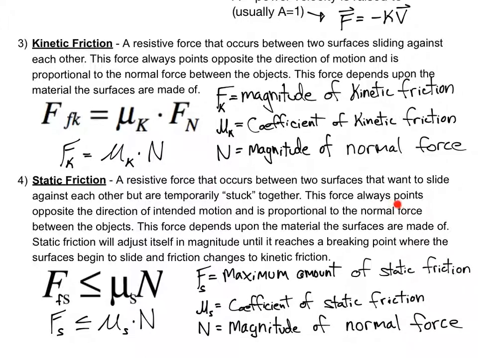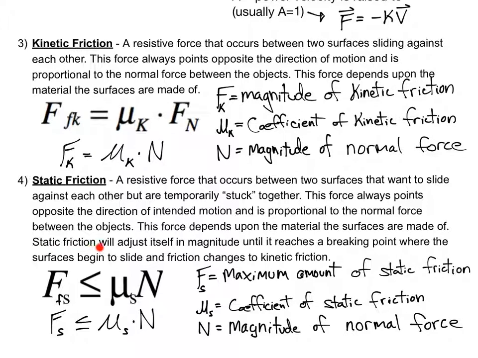So this force always points opposite the direction that the objects would want to move, and it's not always obvious which direction they would want to move. You'd have to use Newton's second law to figure that out. It's also proportional to the normal force. It also depends on the materials the surfaces are made out of. If you change one surface or the other, it will change mu.